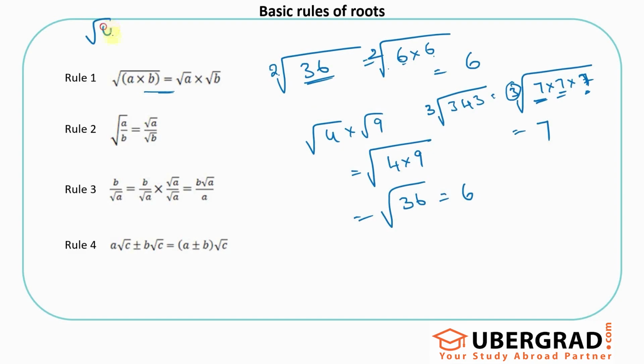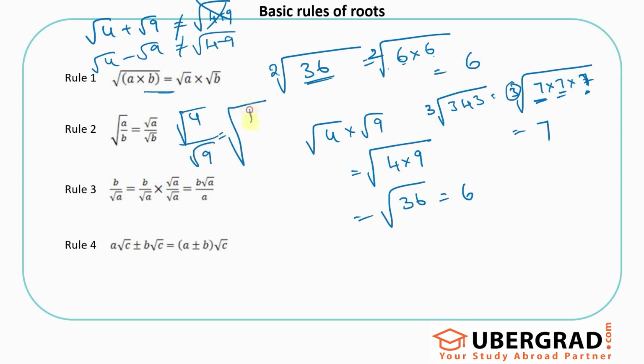If I ask you what is square root of 4 plus square root of 9, this is not equals to square root of 4 plus 9. That's absolutely wrong. If I ask you what is square root of 4 minus square root of 9, again that's not equals to. But it does work for this. Square root of 4 by square root of 9 can be written as square root of 4 by 9, or square root of 4 by 9 can be written as square root of 4 by square root of 9.